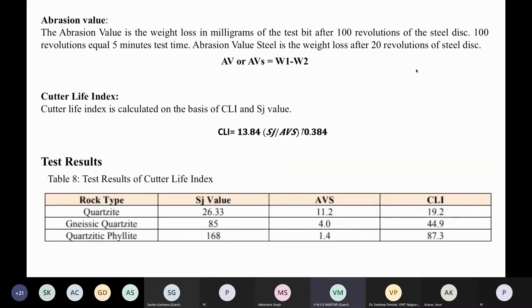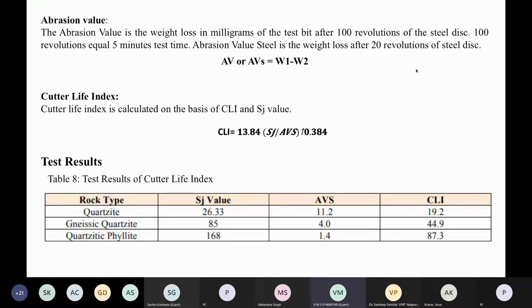And you can see the three rocks that I have tested very recently. I know the SJ value, as we discussed in the previous slides. You can see the abrasion value. The phyllite consumes hardly any loss of material, 1.4 milligrams is hardly anything. Whereas if you see the quartzite, it has gone up to 11. So that clearly tells how abrasive the rock quartzite is on cutter steel.